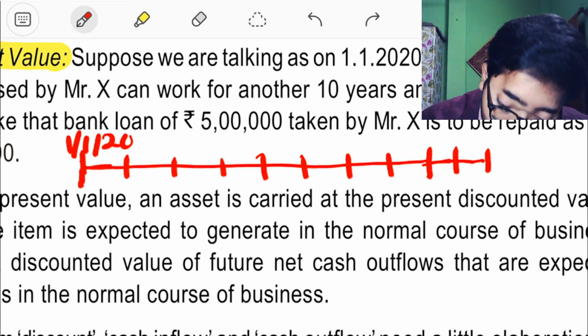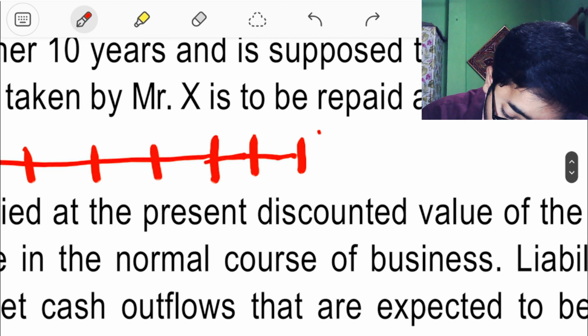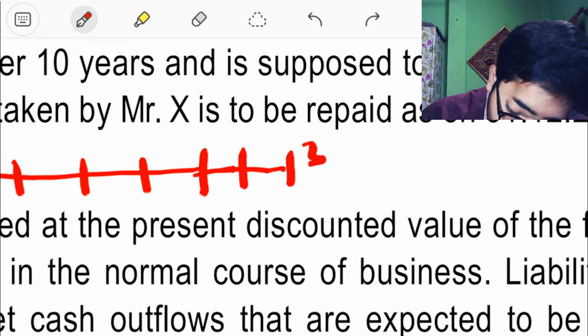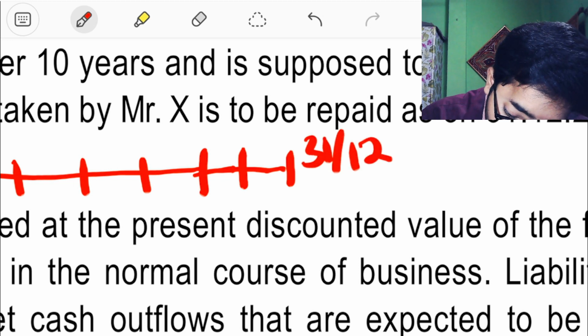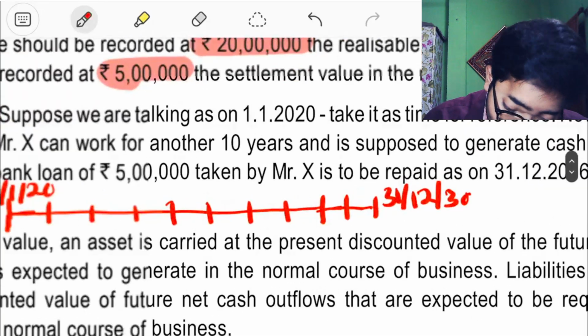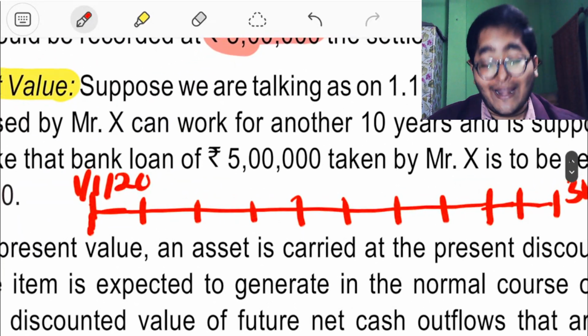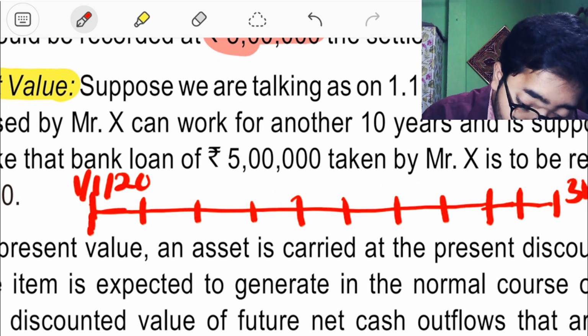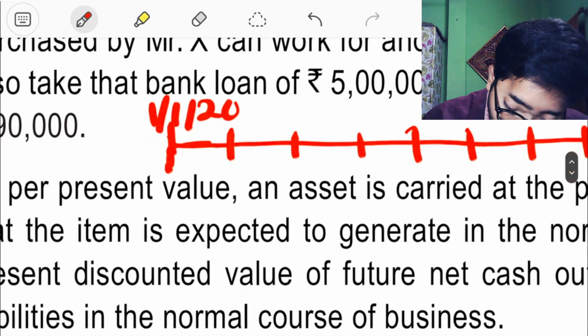That is up to 30. It would run up to 31st December 2030. I think that is the date. Yes. And it is said that in every year per annum it would generate rupees 1 lakh.